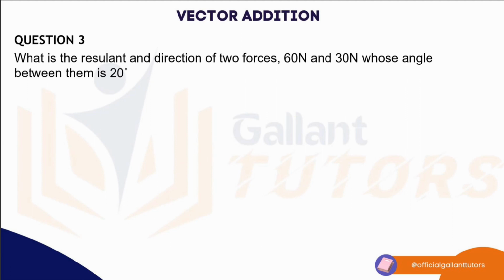What's the resultant and direction of two forces 60 Newton and 30 Newton whose angle between them is 20 degrees? So this is an acute angle. What we've been treating so far is the obtuse angle. So let's solve it. I'm not going to waste time. It's the same principle, nothing to add and nothing to subtract, right? So we have something like this.